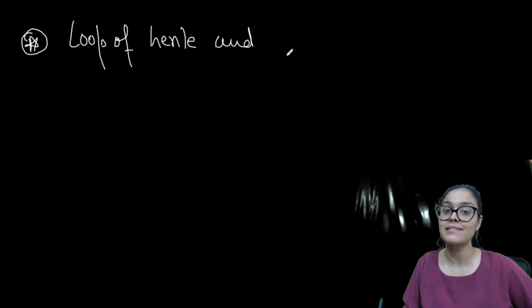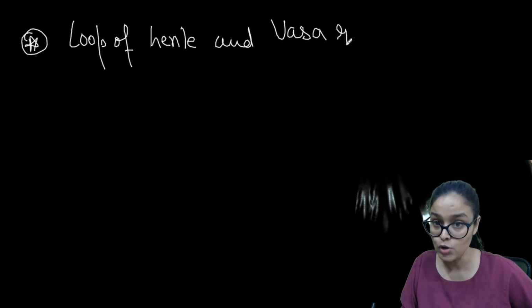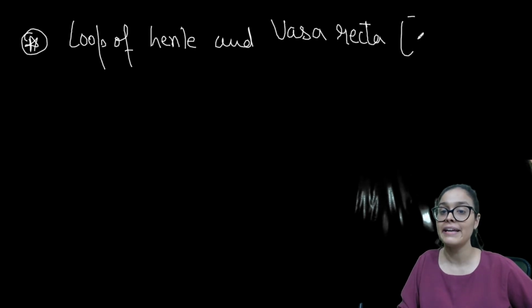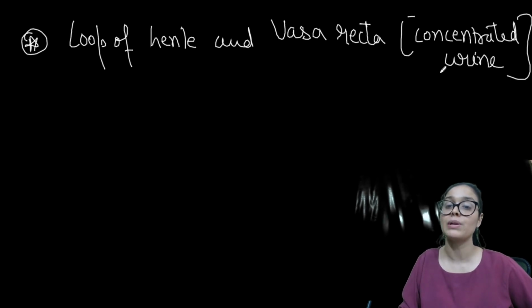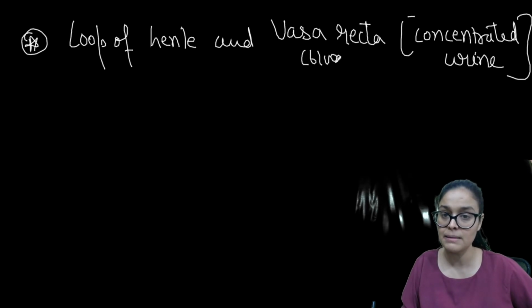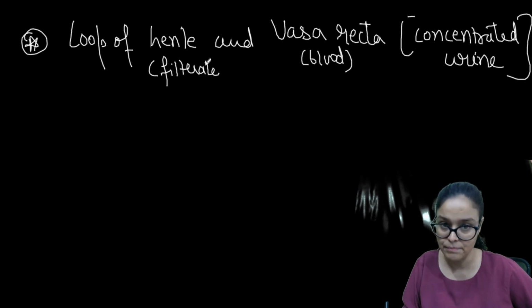So that means the counter current mechanism, the formation of concentrated urine, will be done with the help of the loop of Henle and vasa recta. Loop of Henle and vasa recta have a huge role in maintaining concentrated urine. So if we want to produce concentrated urine, these 2 tubes will be helping. This blood supply will be helping, and this filtrate supply in the loop of Henle is helping.